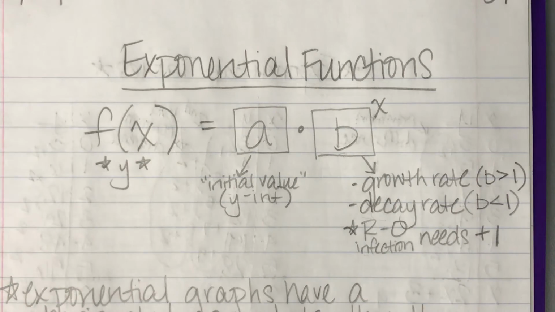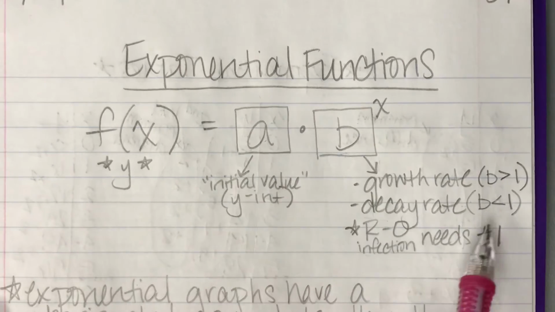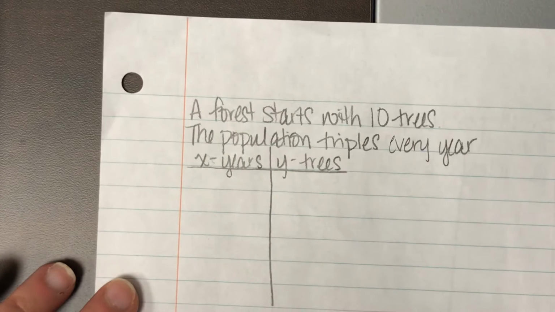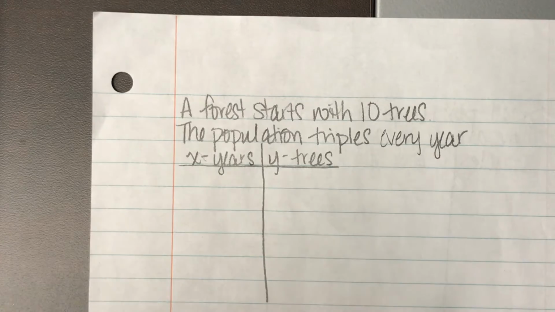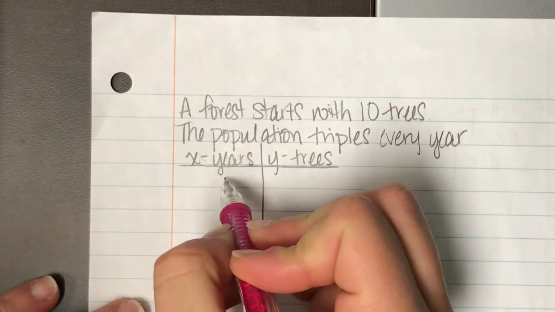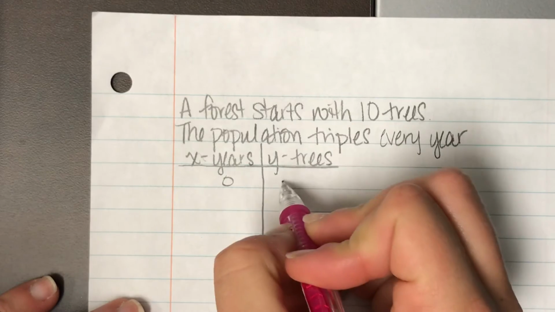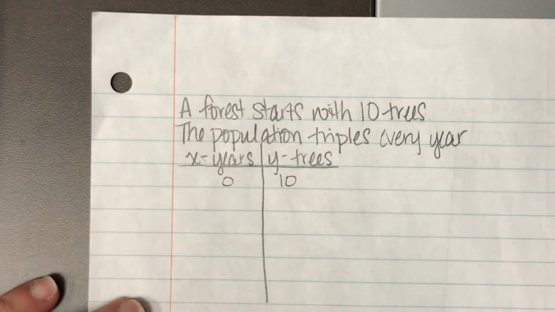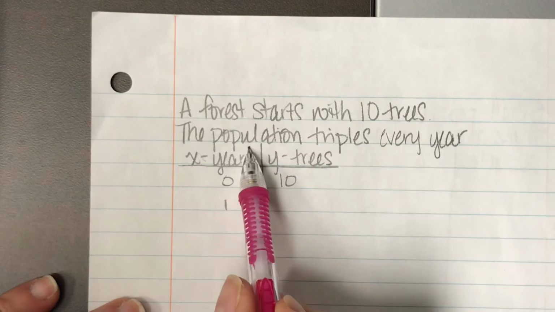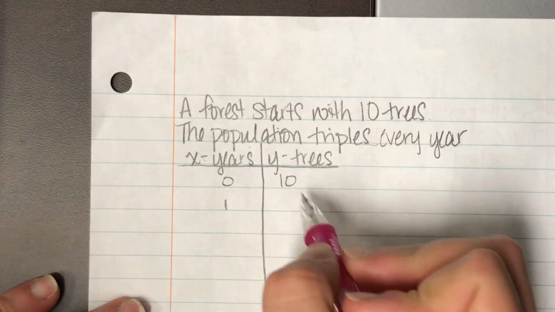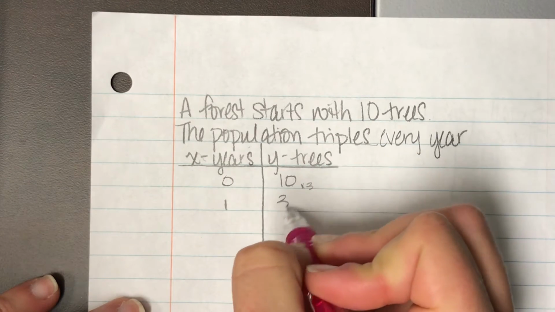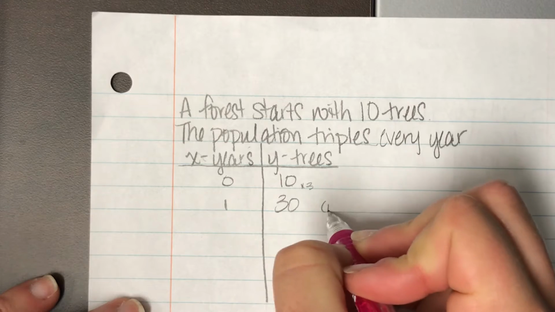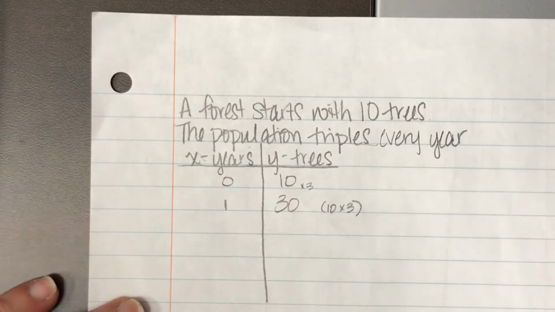So first, let's look at some real world examples of how this works. Let's say we have a forest that starts with 10 trees, and the population is tripling every year. Whatever type of tree that is, that's what we have going here. So at 0 years, you would have 10 trees. That is what we are initially starting with. After 1 year, my population is tripling, so if I take those 10 trees and triple it, I end up with 30 trees. That came from doing 10 times 3, okay?